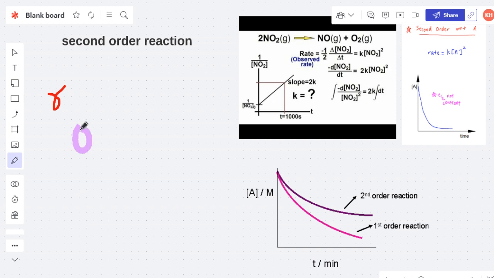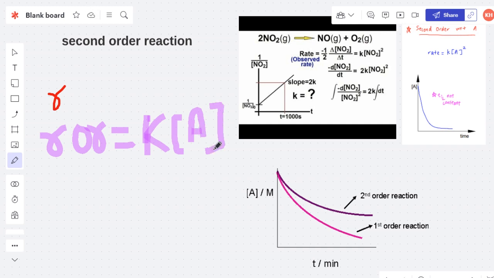ROR, which means the rate of reaction, is equal to k. k is a rate constant, and k times A with the exponent 2, which means the order of reaction is 2 here, right? The order of reaction that is written here is 2. Here the rate of reaction is directly proportional to the concentration of reactant with exponent 2. So this is a second order reaction.